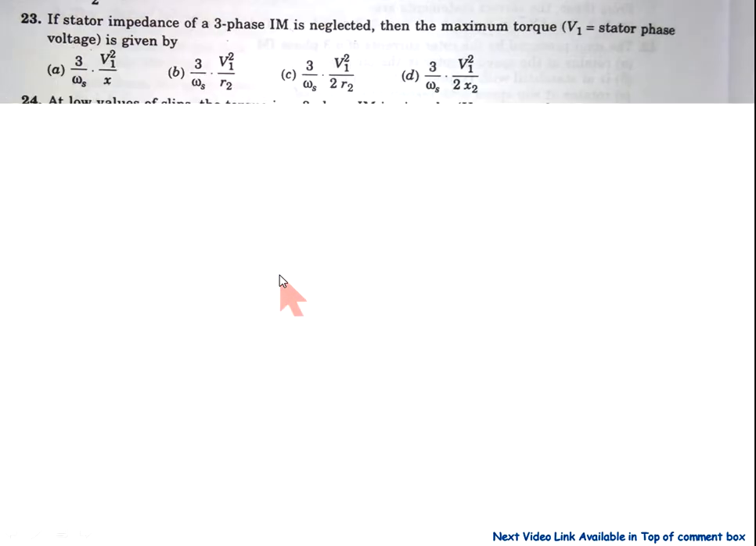Now come to question number 23. If the stator impedance of the three-phase induction machine is neglected, then the maximum torque, where V1 is the stator phase voltage, is given at. So we find the maximum torque. These are the options. Now come to the solution.